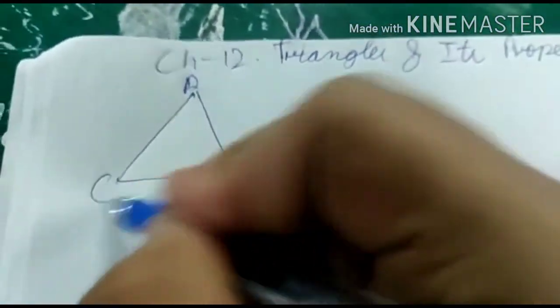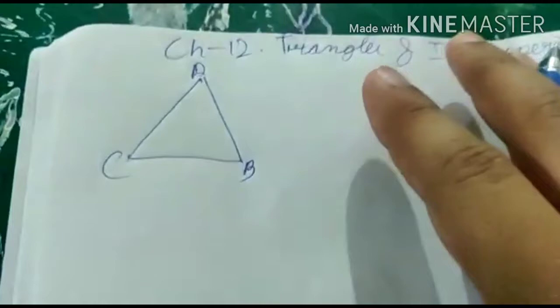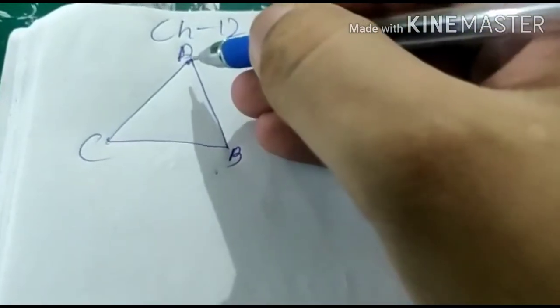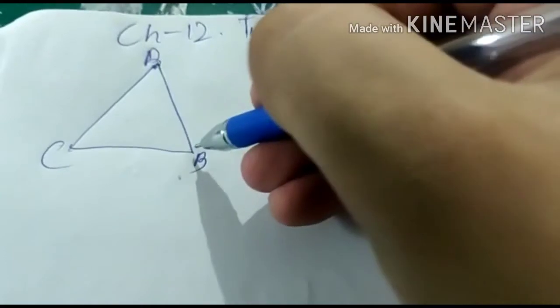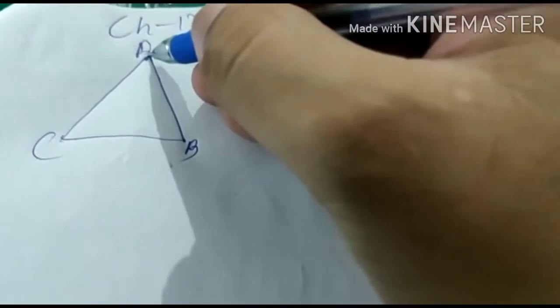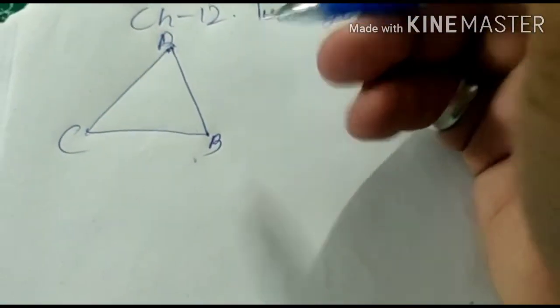Look, this triangle ABC is made on a plane figure, and it is enclosed by three line segments, not lines. Lines are extended on both sides, but a line segment starts from one point and ends at another point. So it is made by the line segments AB, BC and AC.